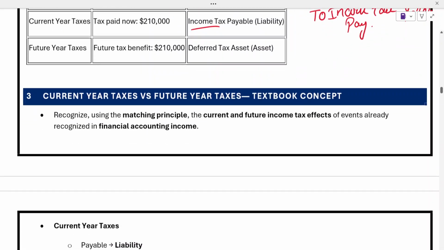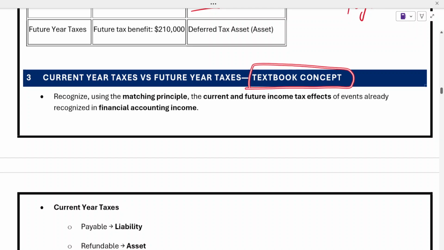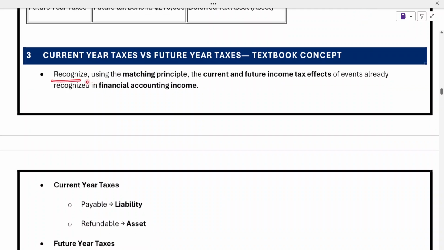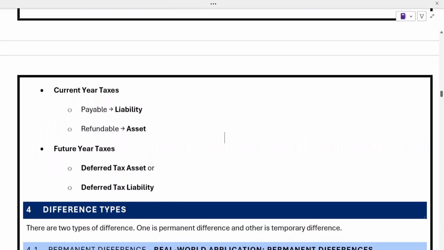Now let's see the same thing through our textbook concept, how the current year taxes versus the future year taxes look. You know that recognizing the revenue will be based upon the matching concept in GAAP, which is when you recognize the revenue, there will be expenses. Now there are current year taxes and future year taxes. If in the current year you have paid your taxes, in our example $210,000 to income tax, then that has created an asset for us.